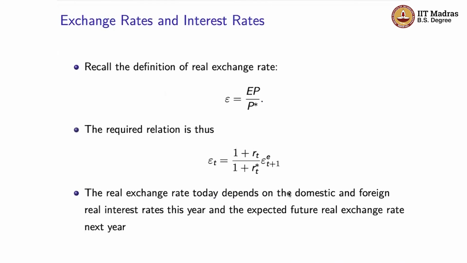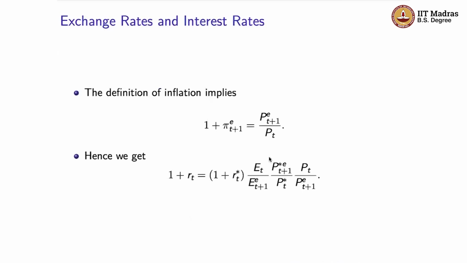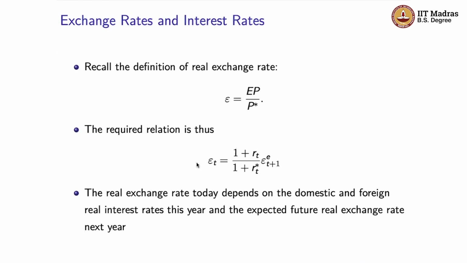The final step is to remember the definition of the real exchange rate, epsilon, which is equal to E P divided by P star. If you now use that and simplify the last three terms on the right-hand side, you end up with the following relation. The real exchange rate is going to be 1 plus R_t times 1 plus R star t, divided by the expected real interest rate term. So the real exchange rate today depends on the domestic and foreign real interest rates, R_t and R star t, and it also depends on the real exchange rate that we expect to prevail in the future.